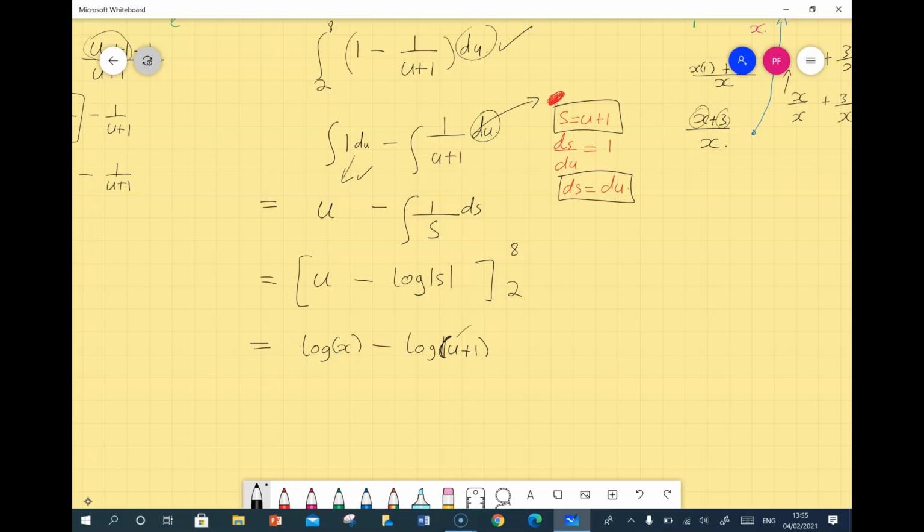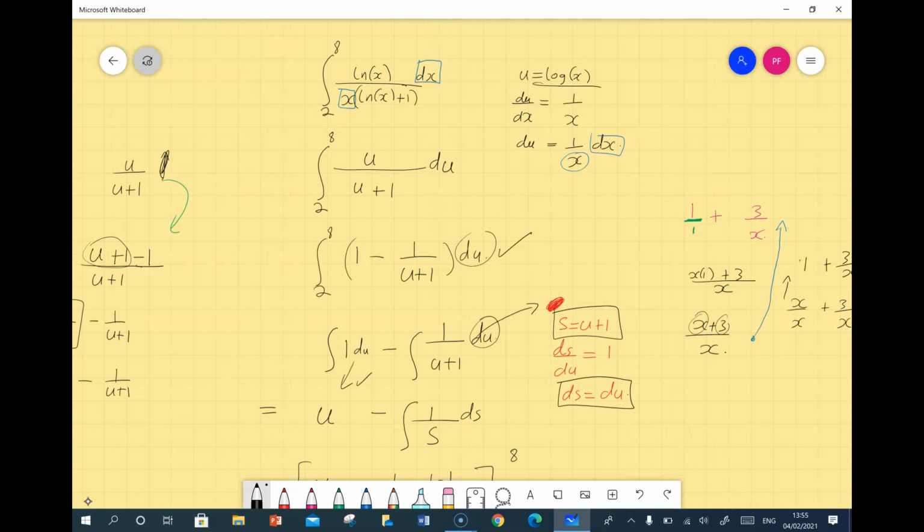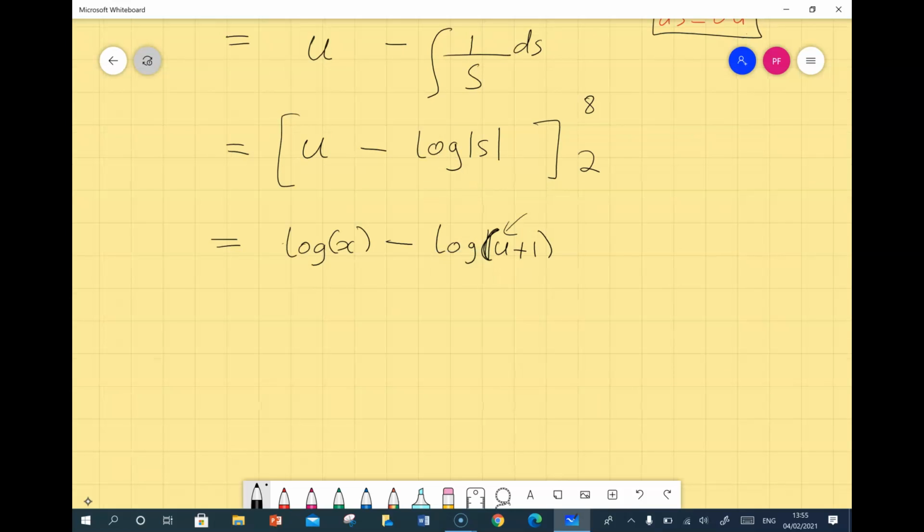u plus 1. Now I've still got the u there. And remember, my u is the log of x. So here we go. The log of x minus the log, and u we said is x. Sorry, apologies. I made a mistake there, didn't I? u is the log of x, so what goes in for u is log of x, and then plus 1. That's lovely. Okay, so that's our integral done. If we didn't have limits now, we'd throw in a plus c, but we do have limits. Our limits are 8 and 2.